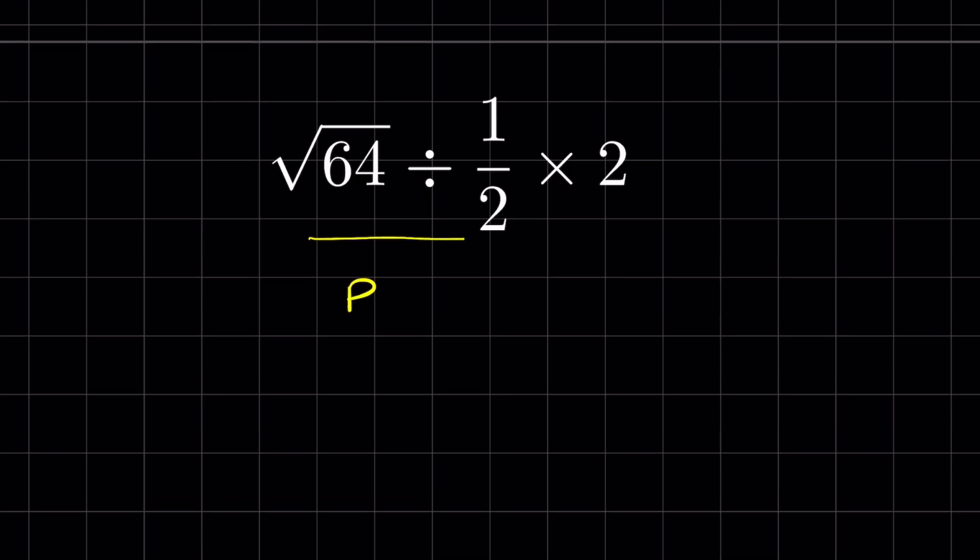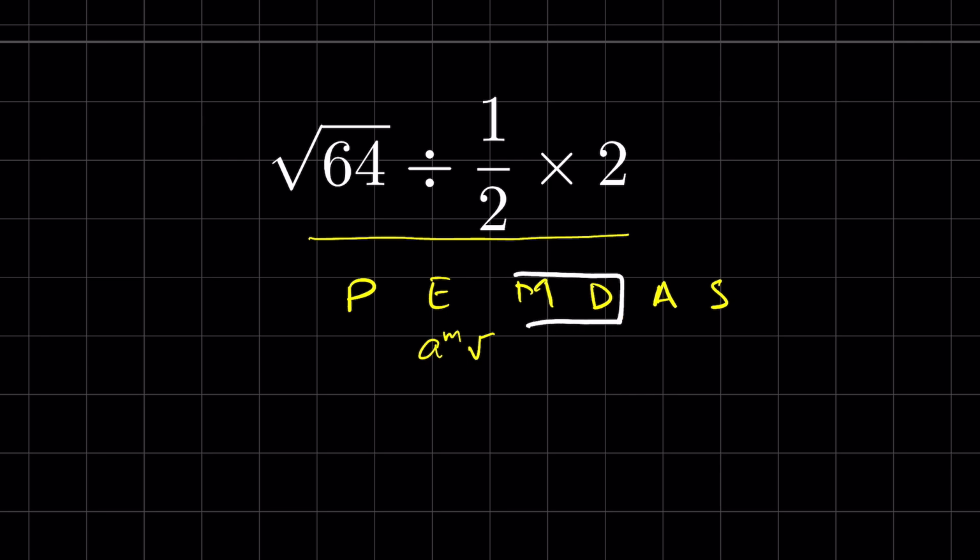In this question, there is no parenthesis. After parenthesis, we solve exponents, orders, indices, roots. Then comes multiplication, division, addition, subtraction. However, this multiplication, division, we group them together and solve them from left to right, whichever comes first.